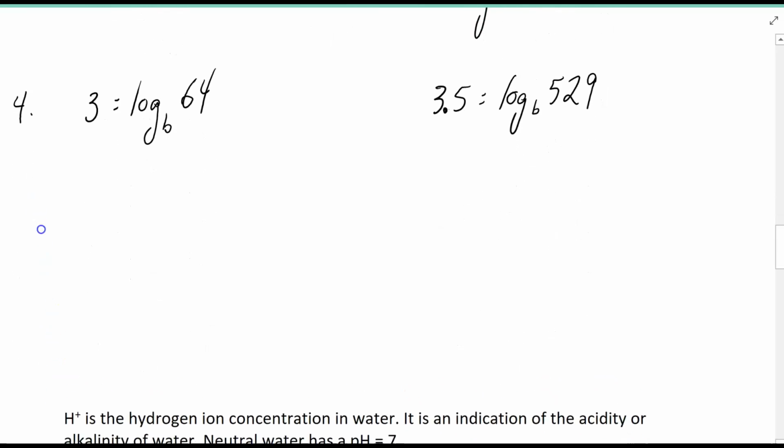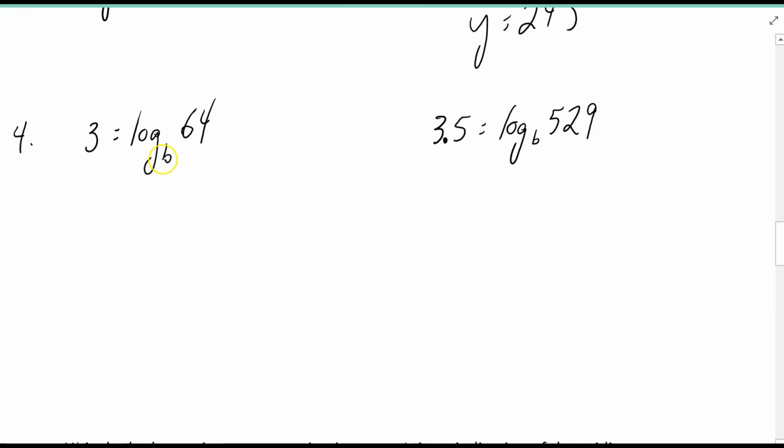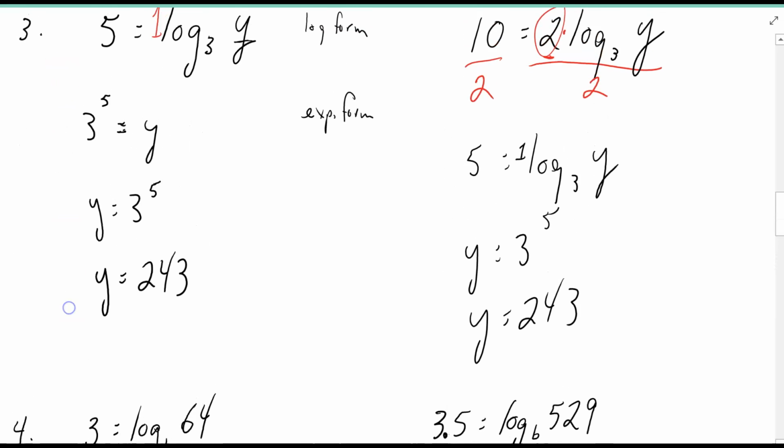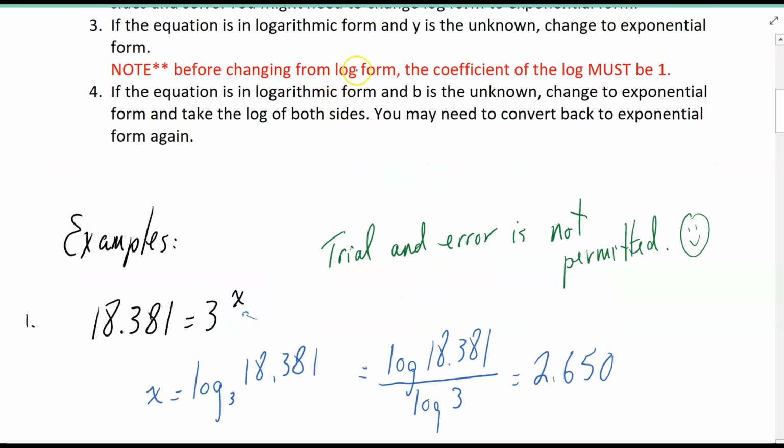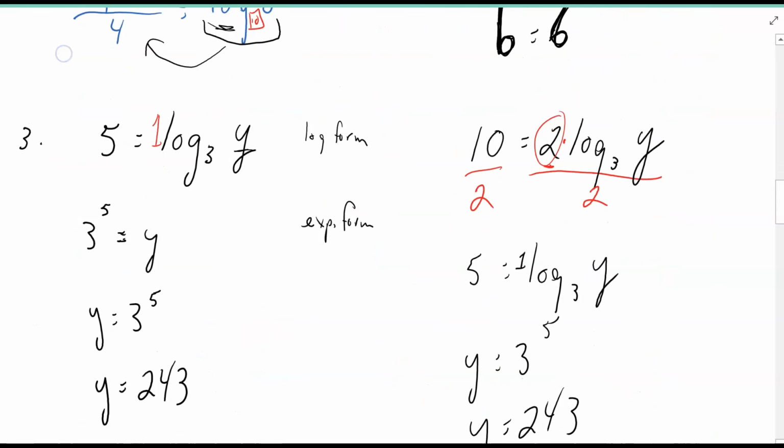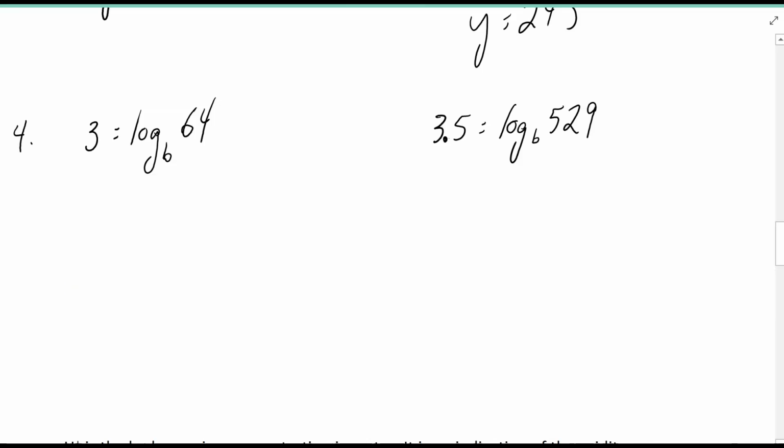In this last one here, we'd like to take a look at solving for base b. So let's see. What does it say in our instructions here? If the equation is in logarithmic form and b is the unknown, change to exponential form and take the log of both sides. You may need to convert back to exponential form after we take the log of both sides. So we're going to exponential form twice in a way. So let's see. We need to go to exponential form. B to the power 3 equals 64.